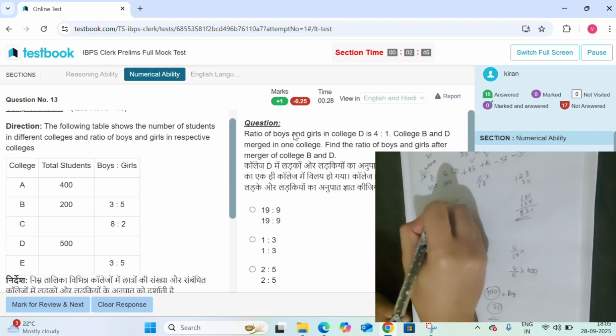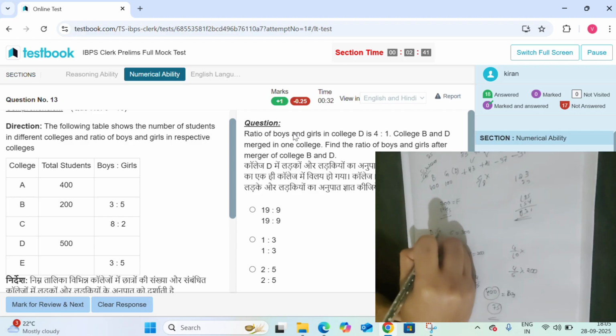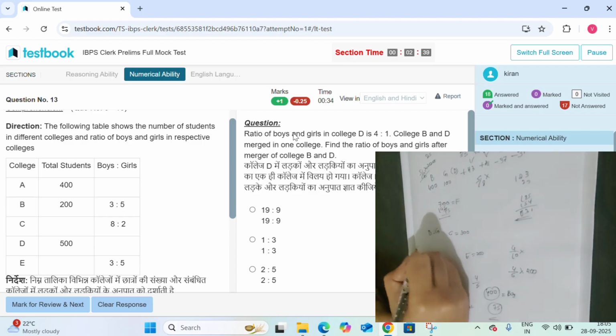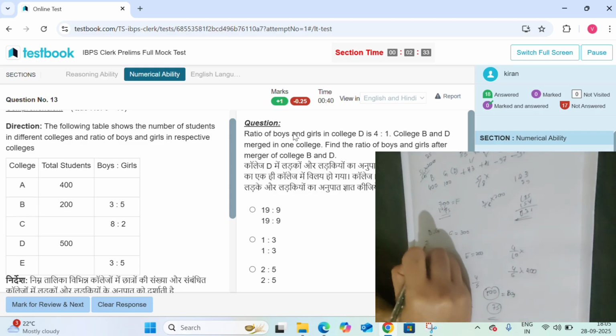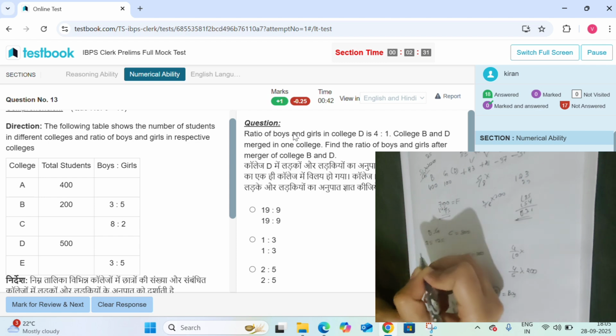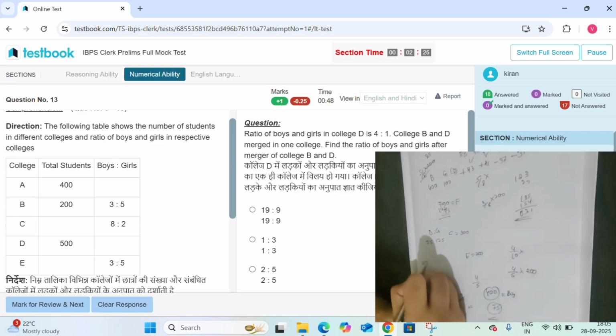And coming to B, boys and girls, 3 out of 8. 3 of 8 into 200, that is 75 boys, and girls is 125, correct? Yes. So the ratio of boys and girls, boys 475 and girls 225, that is 19 is to 9.